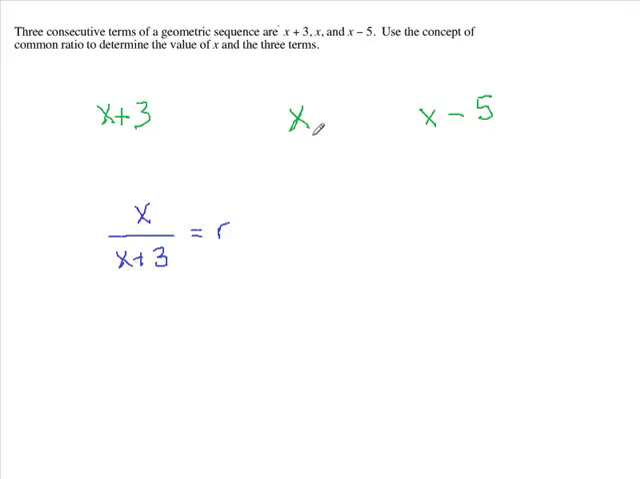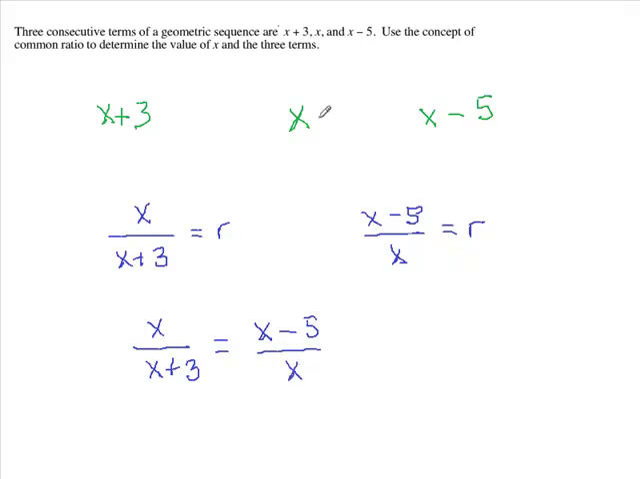Also, if I do x minus 5 divided by its previous term, x, that also must come out to r. Any term divided by the term before it. Now, what clinches this is, if both of these things are equal to r, then they must be equal to each other, and we can say x over x plus 3 must be the same as x minus 5 over x. That's an improvement. Up here we had x and r as variables, and we didn't know either one of them, so we were kind of stuck. Now we have a single equation with just one variable in it. Maybe we can crack this.